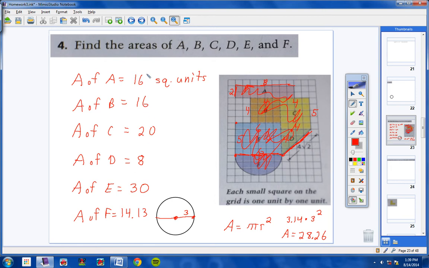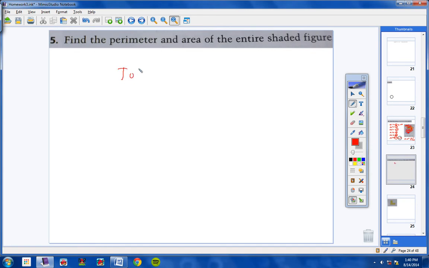Okay, so all that I have to do is take the area of A, the area of B, the area of C, the area of D, the area of E, and the area of F, and add all of those up. So with my calculator, very quickly, I'm going to type these in: 16 plus 16 plus 20 plus 8 plus 30 plus 14.13 is going to give me this answer right here. If I can get my pen to work here, the total area of the whole shaded area would be 104.13. I'm just going to put square units.